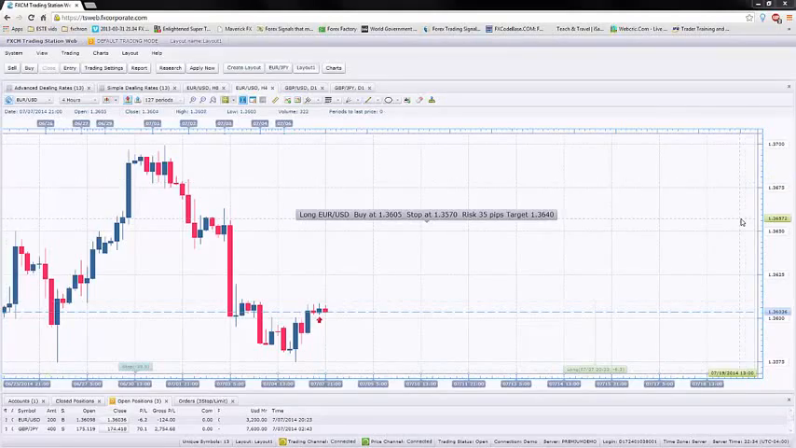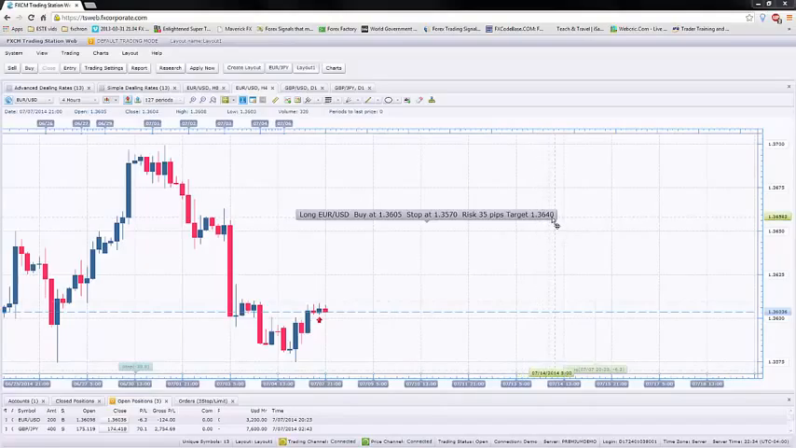Hi guys, in this video I am going to show you all how to use the FXCM platform to actually take trades when you receive trade alerts from me. So here's an example of an alert I sent earlier. This is long Euro USD, buy at 1.3605, stop at 1.3570, risk 35 pips, and target 1.3640.